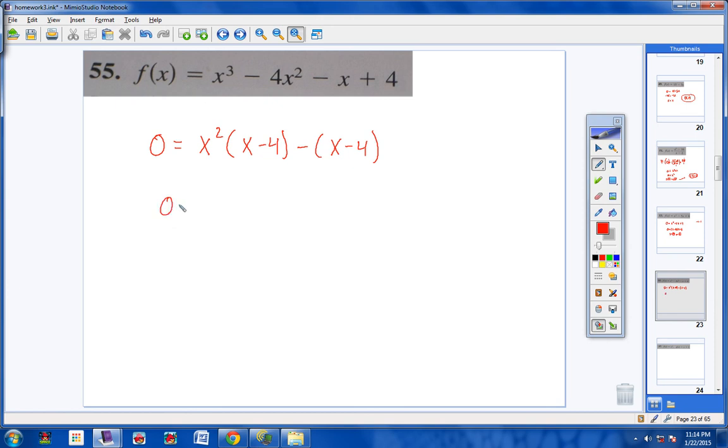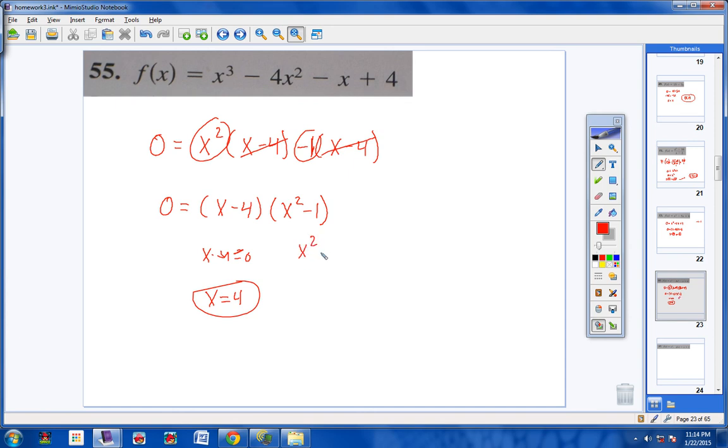Now, your matching parentheses should be written one time, so write your matching parentheses once. Cross those off, and you're left over with x squared minus 1. So if you take this group here and set it equal to 0 and solve, you'll get 4. Bring the 4 over and make it positive. Take this group, set it equal to 0 and solve. Bring your 1 over and make it positive. Take the square root of both sides. The square root of 1 is 1, plus minus.